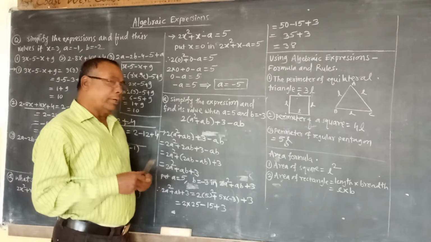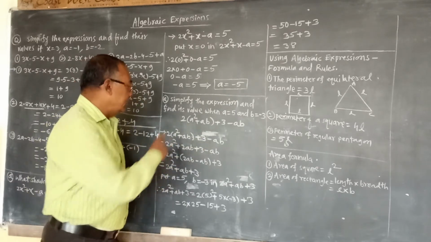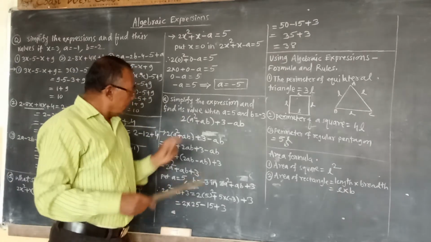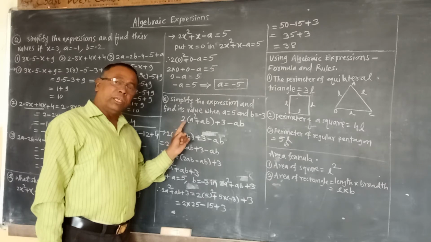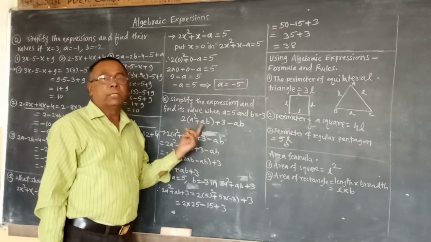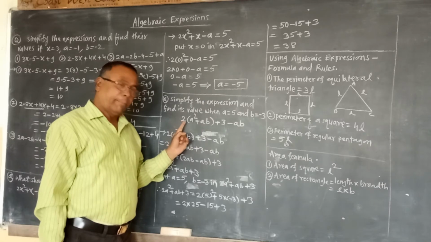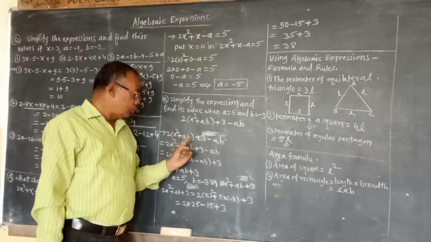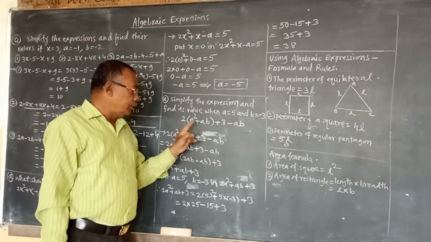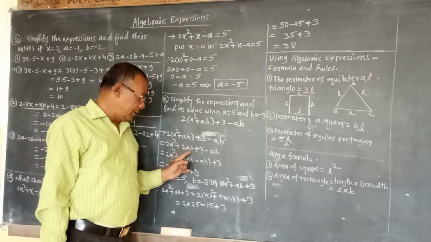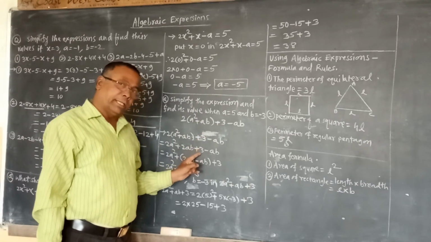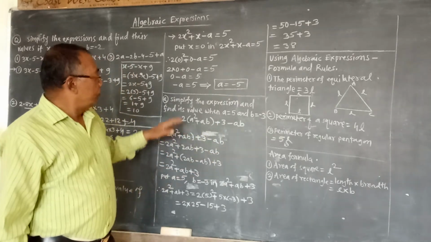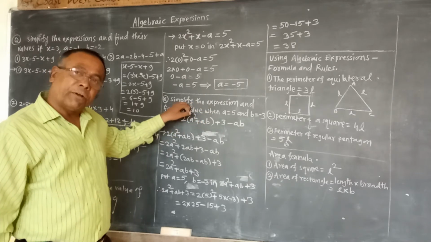First of all, we have to simplify the given expression. Here it is seen that 2 is multiplying the bracket, means 2 is multiplying to each and every term in the bracket. So we will first multiply a square by 2, so we will get 2a square, 2a square plus 2 into ab, it will be 2ab plus 3 as it is minus ab as it is.